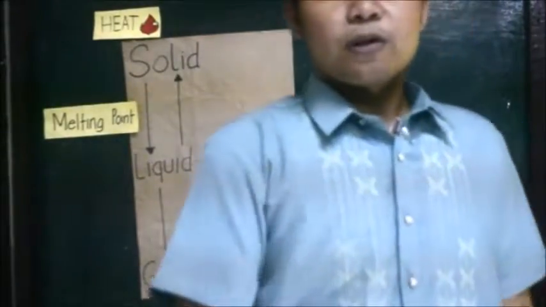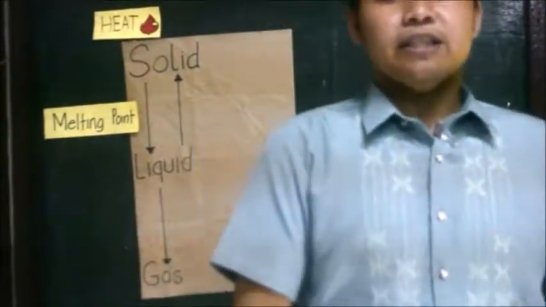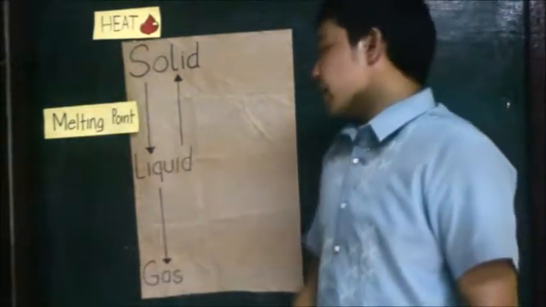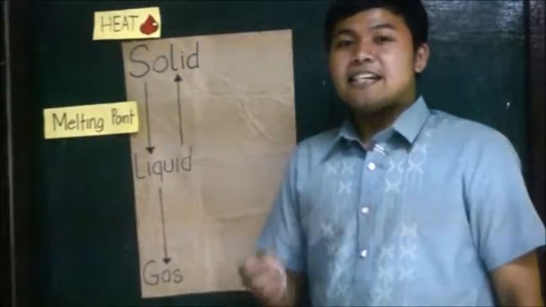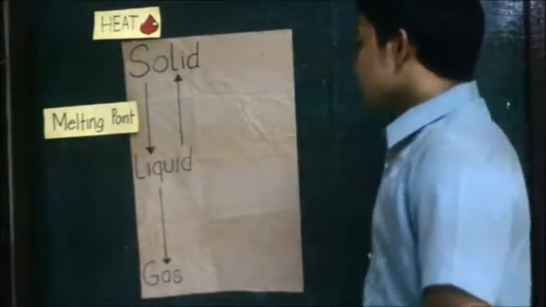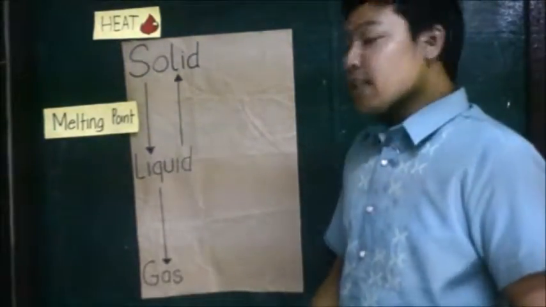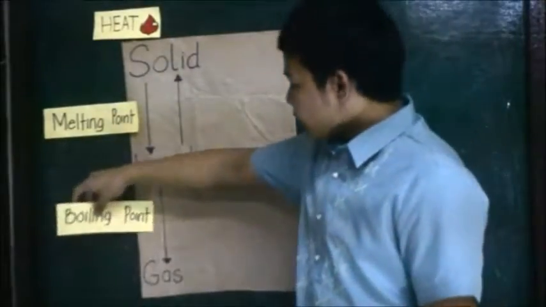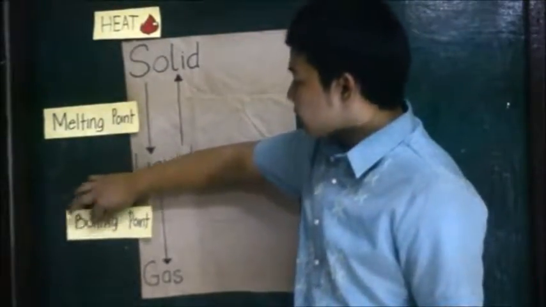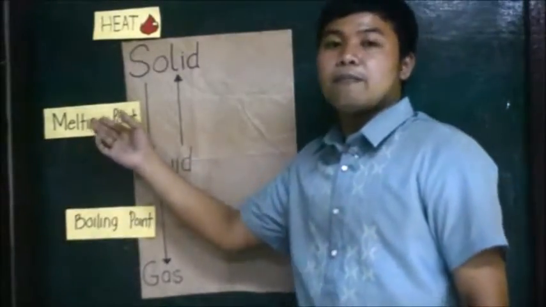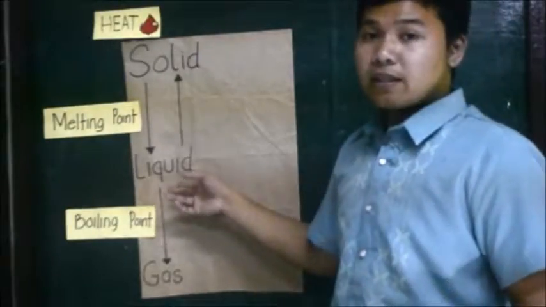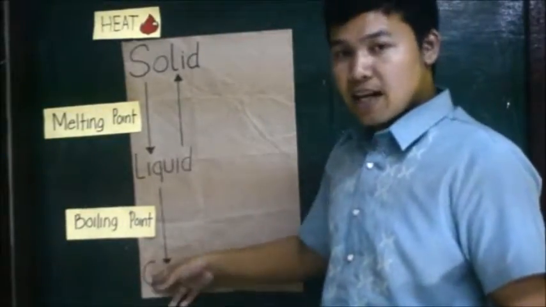Now, how about liquid becoming gas? Yes. When we boil the water or the liquid, it becomes a gas. The moist in the water is the gas. So the liquid needs to meet the boiling point temperature to become a gas. That is how solid became liquid and liquid became gas.